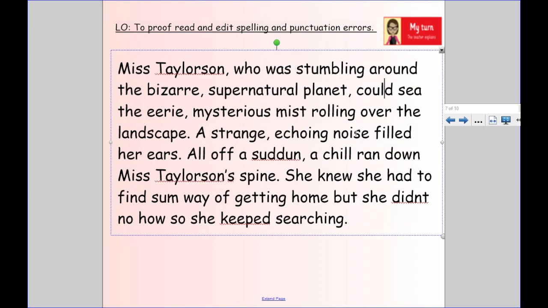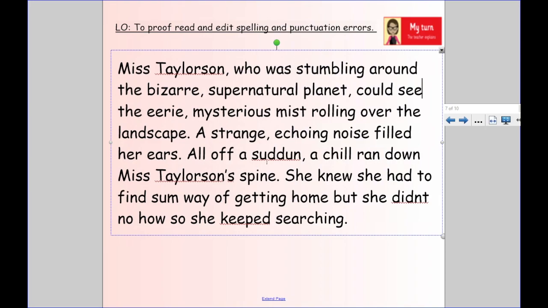I've noticed something else, Year 5. Is this the correct sea? No, you're absolutely right. This sea is like the ocean, water, whereas the sea I mean is that I could physically see it with my eyes. So that's this spelling of sea. Okay, let's take a look at the next sentence. A strange echoing noise filled her ears. I'm happy with that sentence.